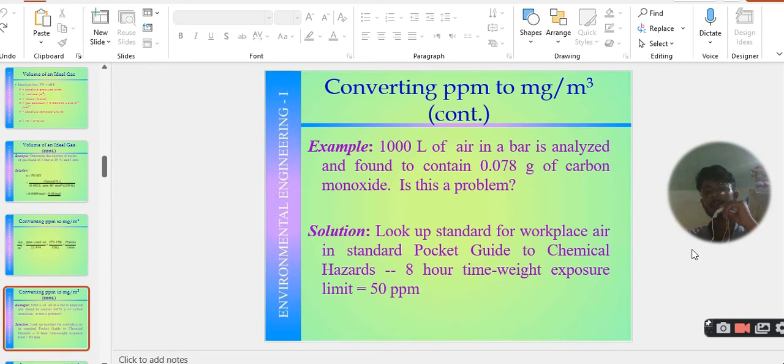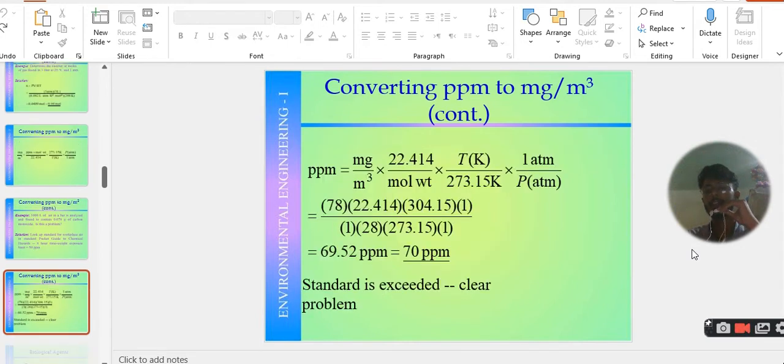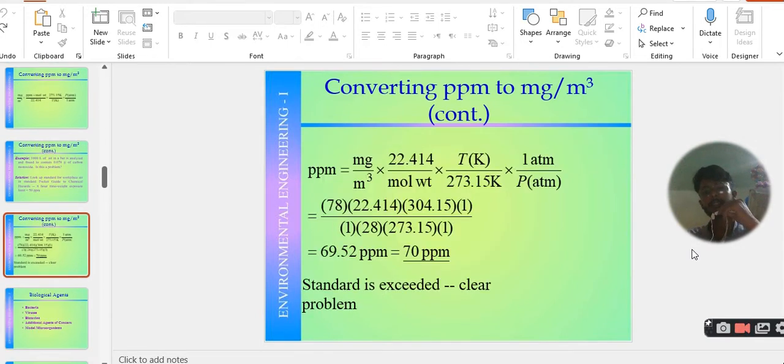Converting ppm to milligram. Here 1000 liters of air in a bar is analyzed and found to contain 0.078 of carbon monoxide. Is this a problem? Look up a standard for workplace air in the pocket guide to chemical hazards. The 8 hour time weighted exposure limit is equal to 50 ppm. Converting ppm, this is the given.